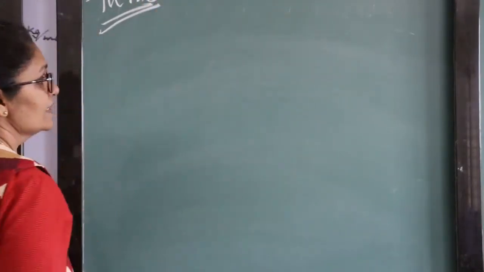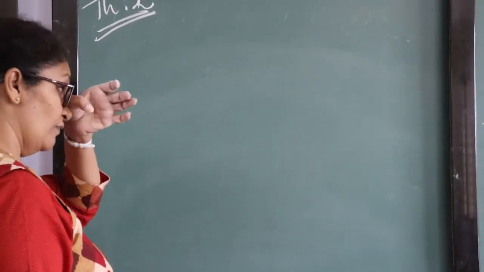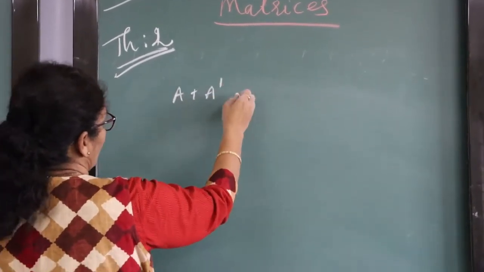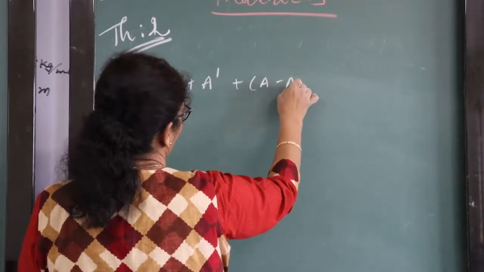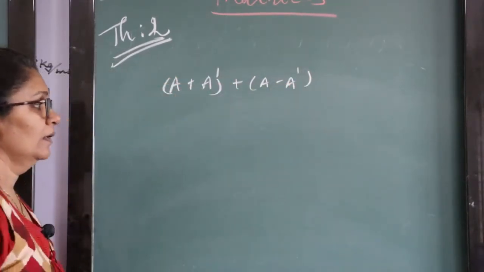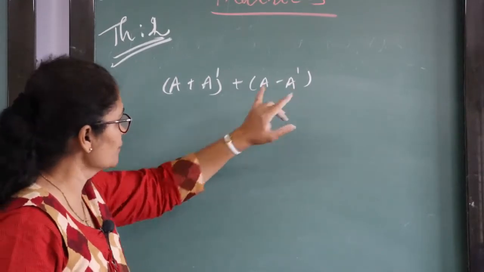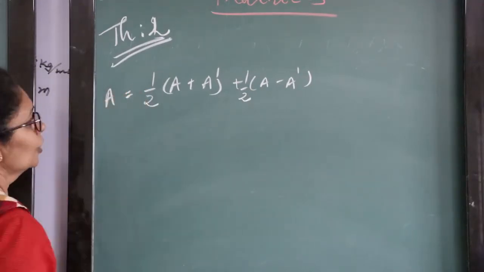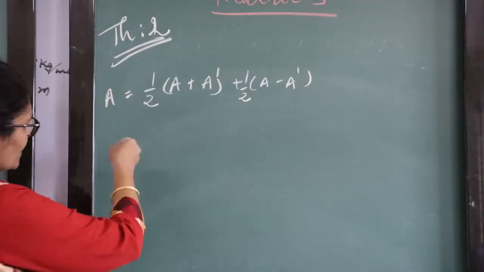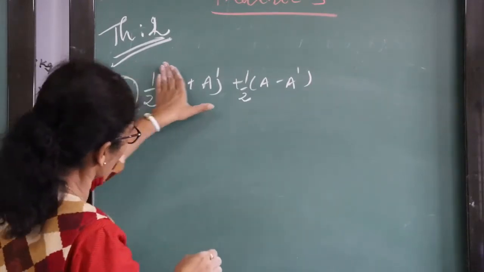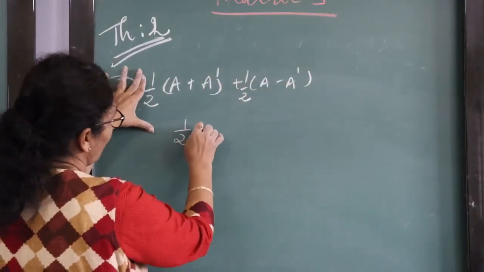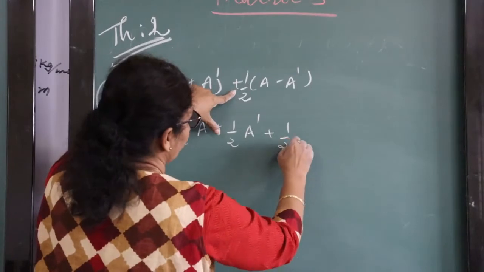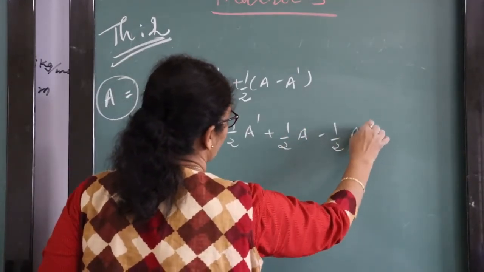Theorem number 2. Second theorem, any square matrix can be expressed as a sum of symmetric and skew symmetric. Sum of symmetric and sum of skew symmetric. So if I write half of the symmetric and half of the skew symmetric, then you will get your original matrix A. Now let's check it. We are not considering this, just we are solving this part. What is the meaning of it? Half of A plus half of A transpose. Similarly, half of matrix A and half of matrix A transpose.